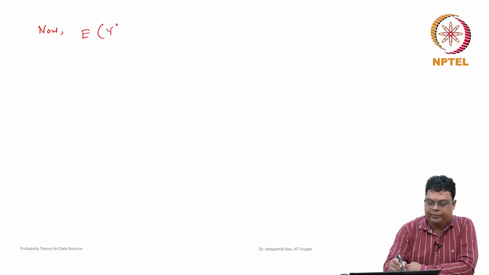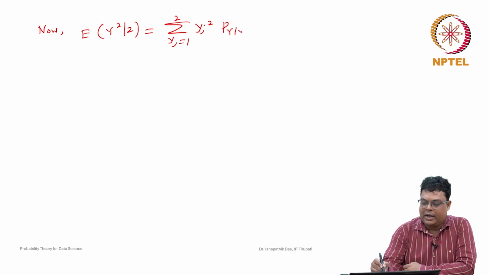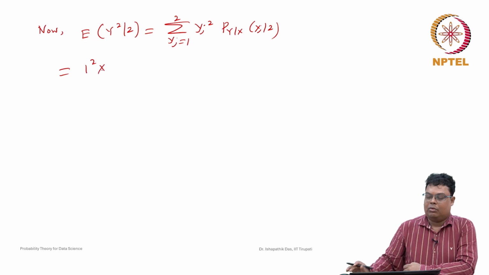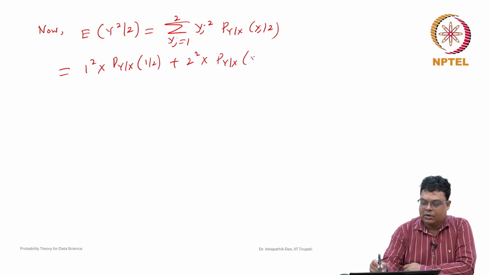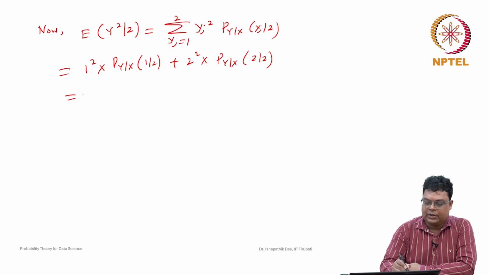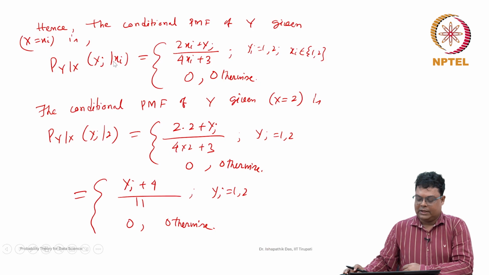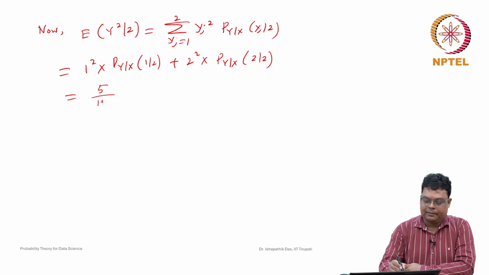The expected value of y square given 2, by definition, is the summation over all possible values yj, which can be 1 and 2, of yj square times p of yj given 2. So this is nothing but 1 square into p of 1 given 2 plus 2 square into p of 2 given 2. For yj equal to 1 this is 5 by 11, so 1 into 5 by 11.